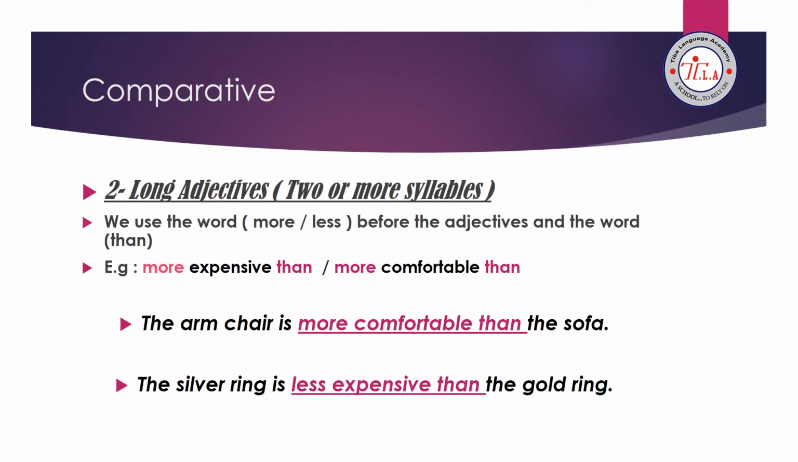Now we are going to the long adjectives. The long adjectives are two or more syllables words. So, in this case, to make a comparative form, we have to add a word before the adjective. This word may be the word more or the word less. So we use the word more or less before the adjectives and then we put the word than.